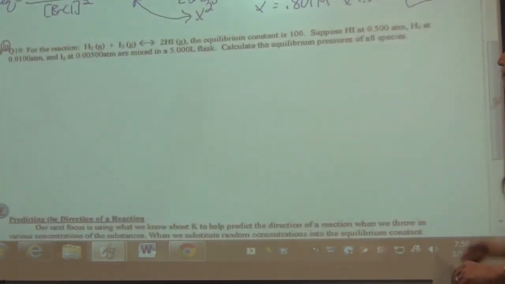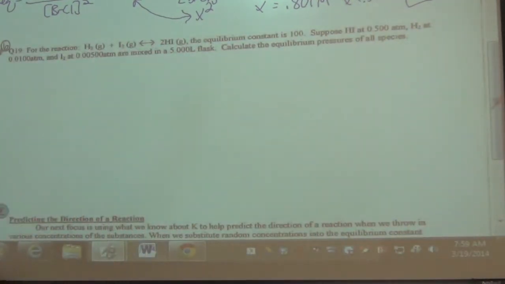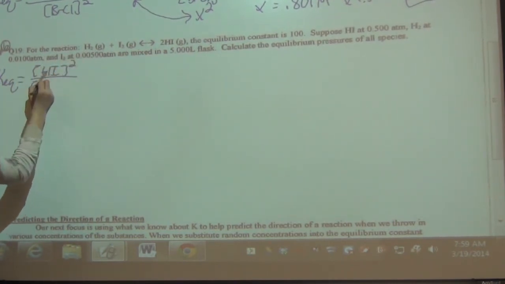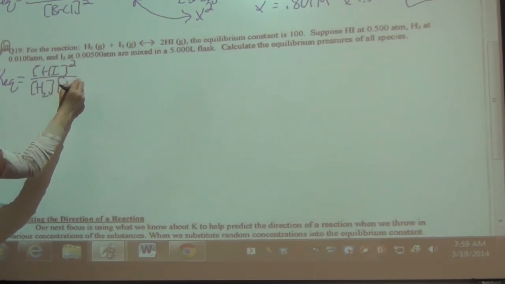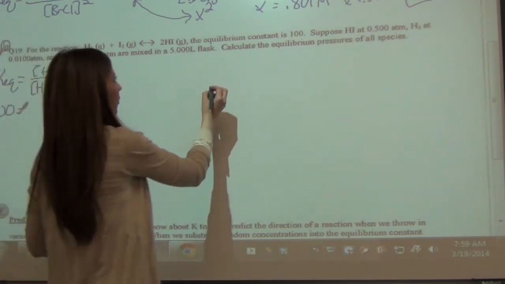Number 6. For the reaction H2 + I2 yields 2HI, they're giving us the equilibrium constant. Let's write our expression first. Keq is equal to [HI]^2 over [H2][I2], and we know that it's equal to 100, so 100 equals this.